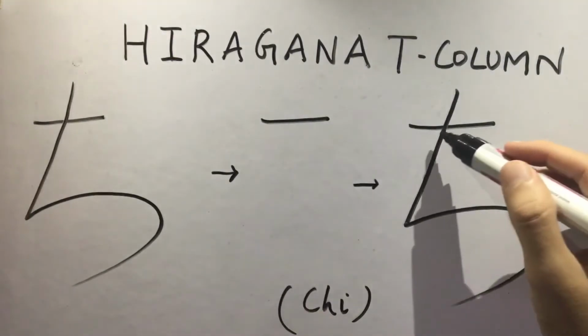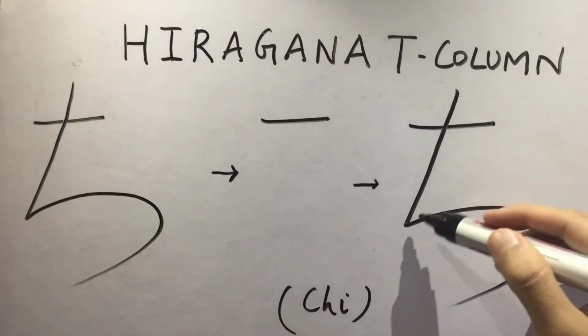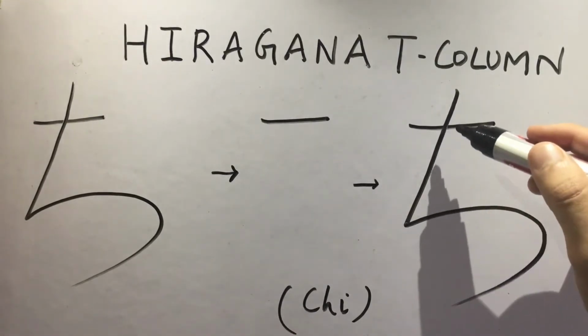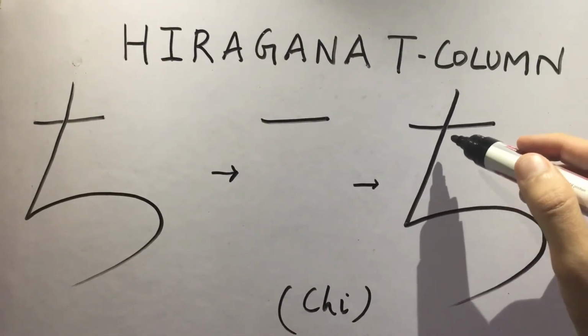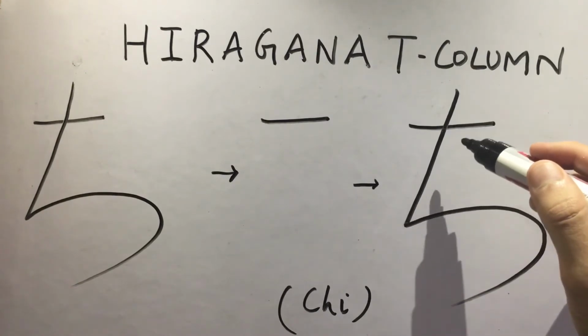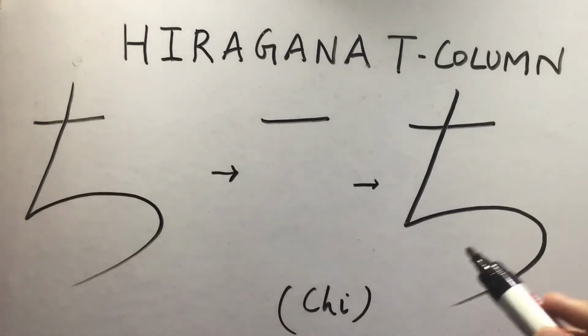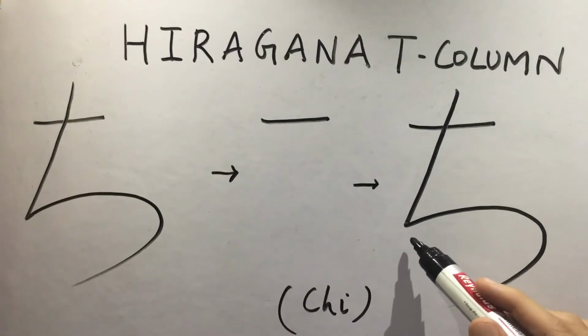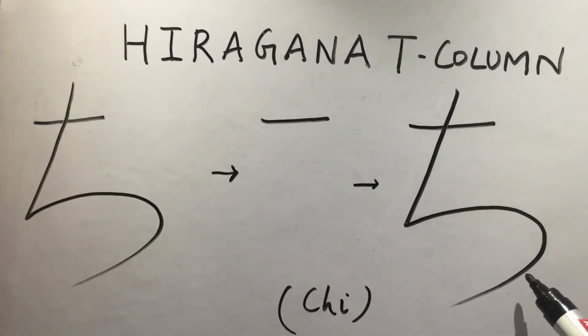This portion here, the first stroke and the second stroke, looks like our previous character ta. That is the first and second stroke of ta. And this stroke here, just curve it and you just leave it free at the last.